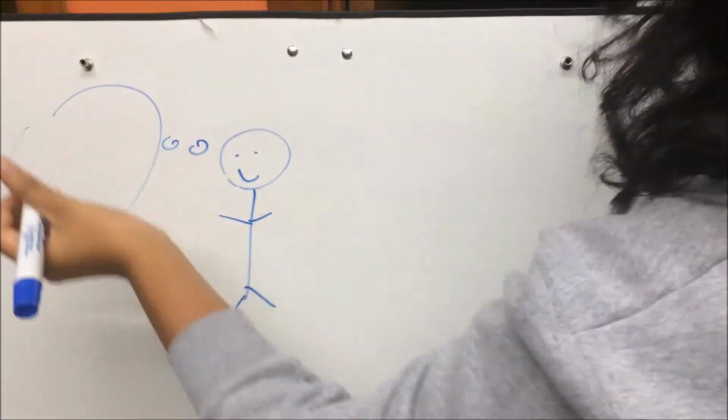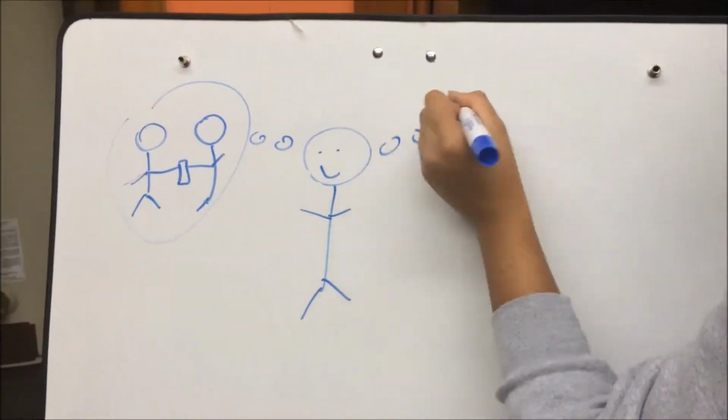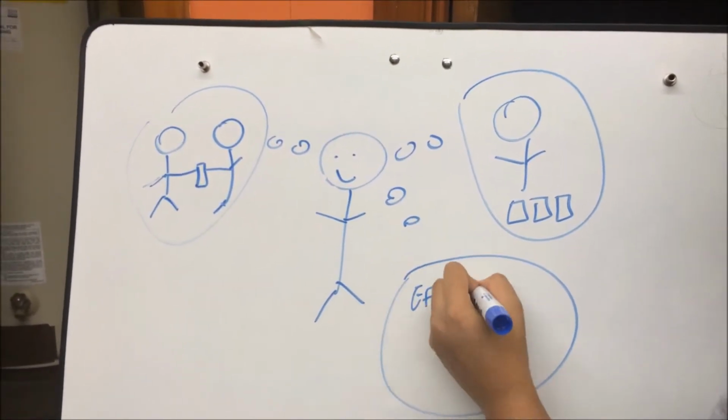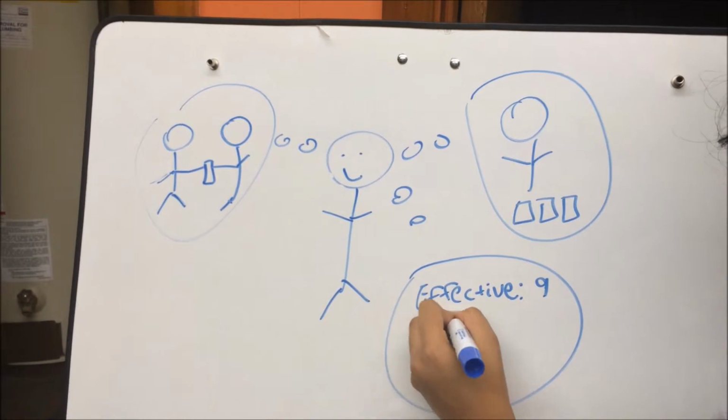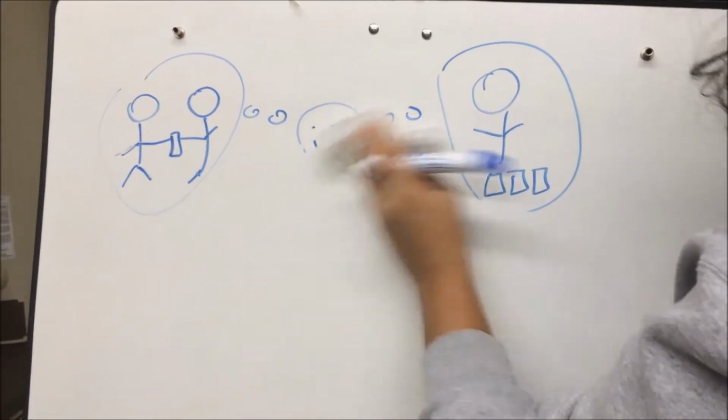Another one of their responsibilities is determining how effective a prescription drug is. So, for example, determining whether it's very effective by rating it a 9, or by determining it wasn't so effective by rating it a 2.